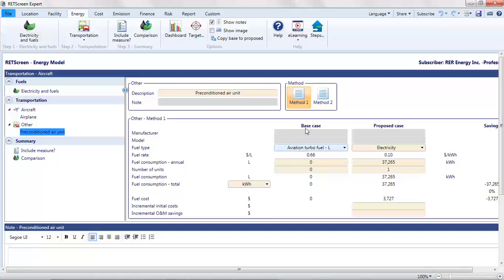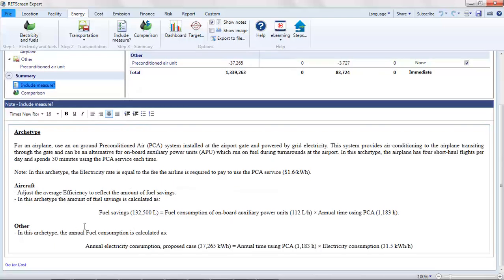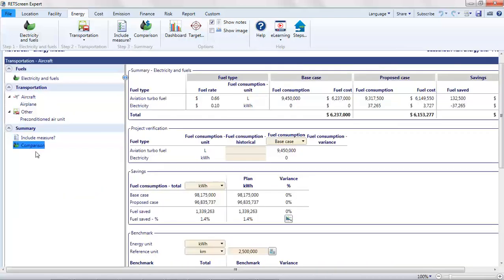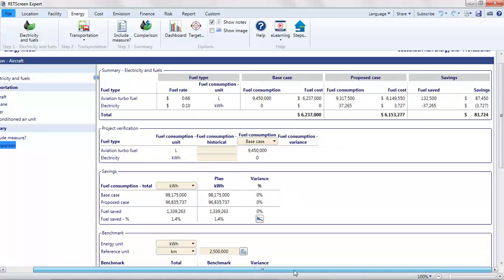Notice that the base case contains zeros, since there is no preconditioning in the base case. In the proposed case, the electricity required for the preconditioning system is entered. The details about how this value is obtained, as well as interesting cost information, are in the Notes section. The comparison page on the Energy worksheet breaks down this information in various ways. We can see that the fuel savings are over 130,000 litres annually. And as usual, RETScreen's other worksheets are filled with the information we need for this pre-feasibility analysis.